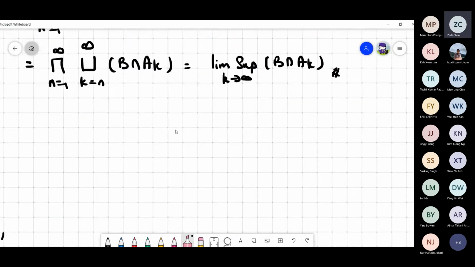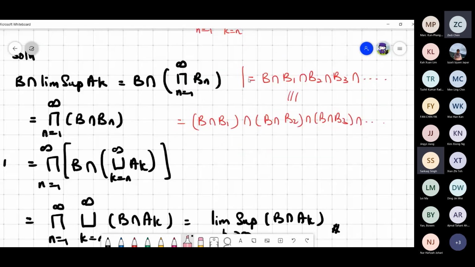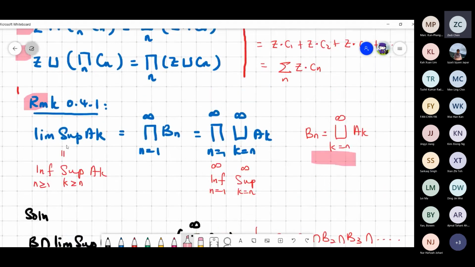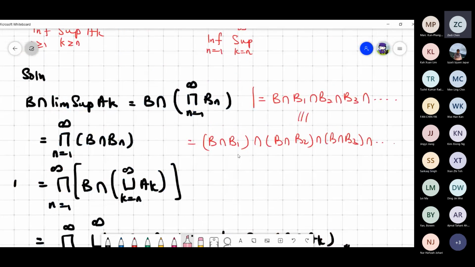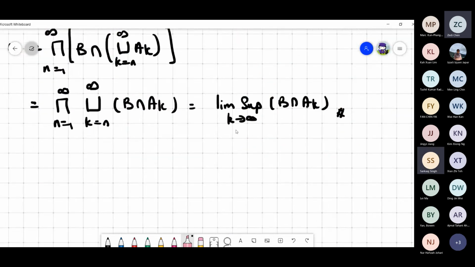Sorry, doctor, I just want to clarify something. When you write lim sup k to infinity on the last line, I noticed that the textbook writes it in a different way. They just write lim sup and then put an n. They don't put a to infinity or anything.